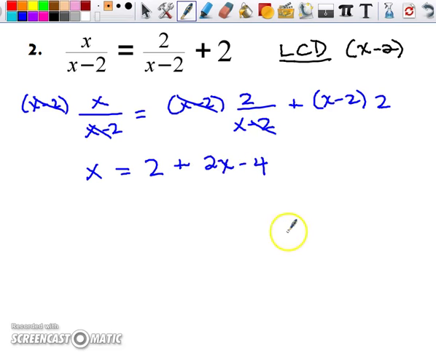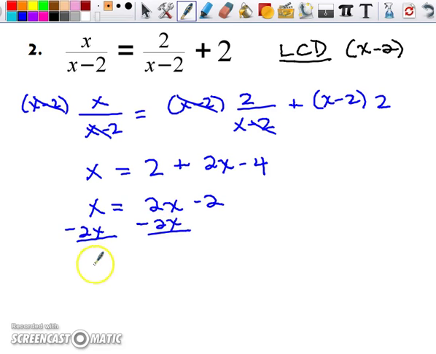Very similar to the last one, but there's something I want to point out about this one that I'm hoping you will see. So we have combined our like terms here. We have 2x minus 2. We are going to subtract 2x from both sides. We're going to be left with a negative x equals a negative 2, which is really just x is equal to 2.